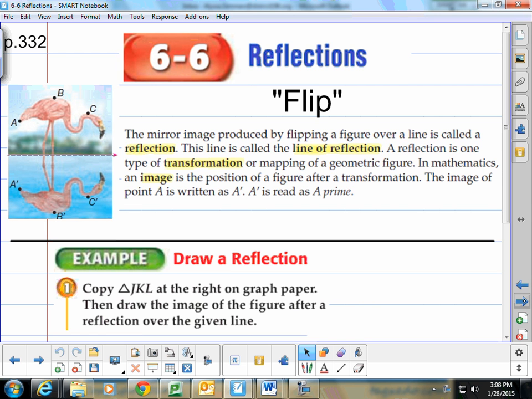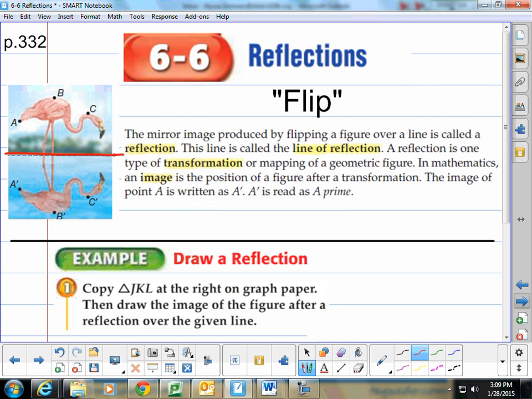Vocab ready. So reflections, as you see in the mirror, you see everything a little bit backwards. This is a flip image. This is a mirror image, if you'd rather think of it that way. So think of a flip. Looking at the flamingo, notice the flamingo is flipped, okay? A mirror image produced by flipping a figure over a line is called the line of reflection. So right here, this line is the line of reflection.